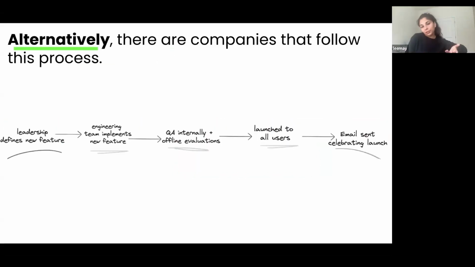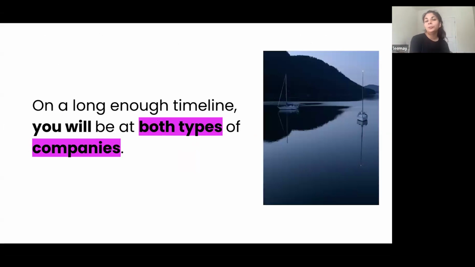Another type of company doesn't really do that. Another type of company doesn't leverage A/B testing. Leadership defines a new feature, engineering quickly implements it. There's maybe some level of validation internally, and then the feature is launched to everyone. On a long enough timeline, you will be at both types of companies. If you work in tech, I absolutely guarantee that you will be exposed to both software development life cycles.